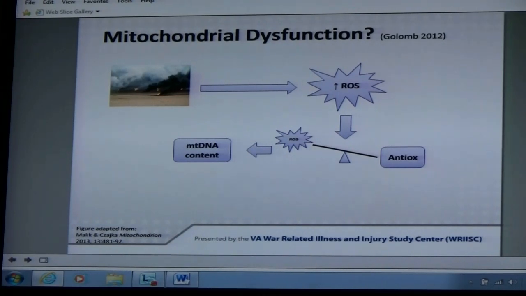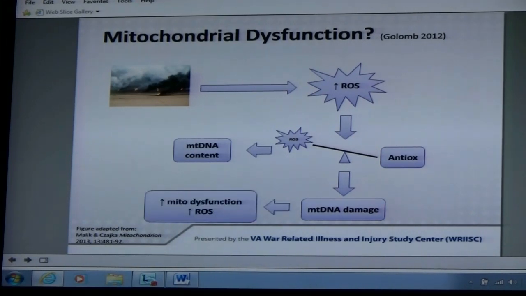That's an acute scenario, but chronically over time, if there's persistent inflammation and persistent oxidative stress, that can lead to mitochondrial DNA damage. Once the mitochondrial DNA is damaged, that could further lead to increased reactive oxygen species, creating a vicious cycle, which furthers that illness, but also could lead to increased mitochondrial dysfunction.